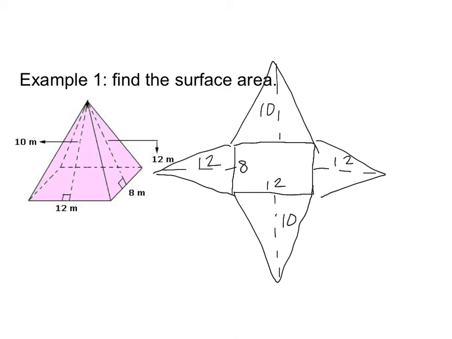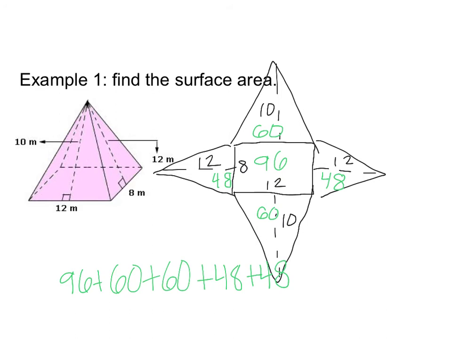Next, I find the area of each of the faces. So the rectangular base has an area of 96, and then the other areas are in green here, so then finally I'll add them up for the total surface area. Giving me a total surface area of 312 meters squared.